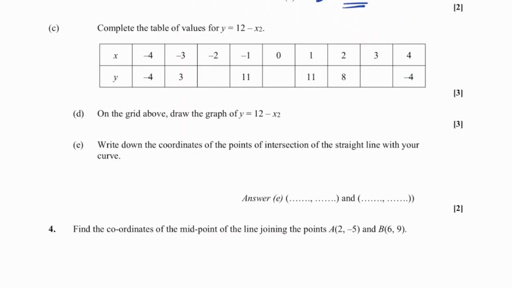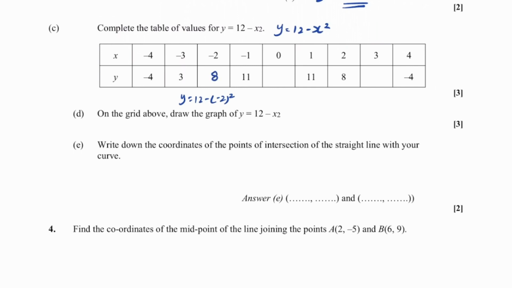So for the next part, you need to complete the table of values for y is equal to 12 minus, this one should be 12 minus x squared. Okay, 12 minus x squared should be the correct one. So just put it inside your calculator. You can just key it in. y is equal to 12 minus negative 2 squared. Okay, so that should be negative 2 squared. That should be 8. Okay, continue.